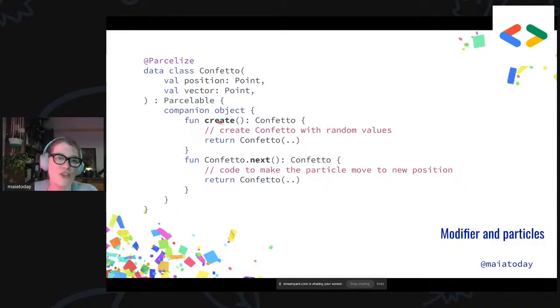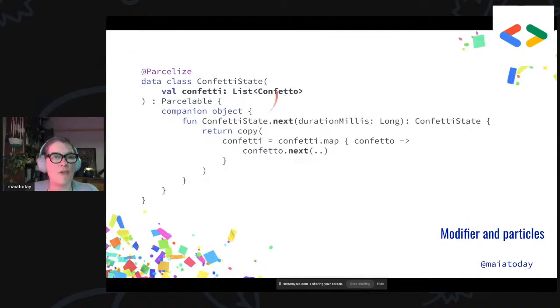And then there are two methods to know about. The first one is create, and that will just set random values. Then there's a next method, and each time you call it, it calculates what the next position of the particle should be, depending on the current position and the vector. My confetti state has a list of these confettos. It also has another method to kick it off. But the important method here is, again, the next method, and it just loops through the confetti list and tells each of the confetti pieces to update their position.